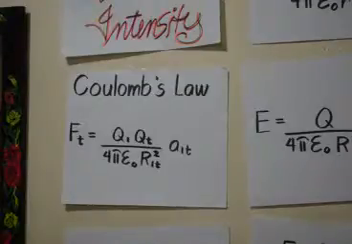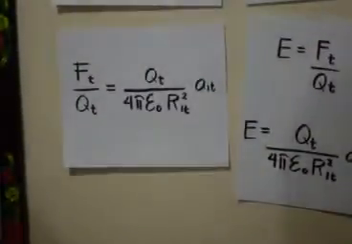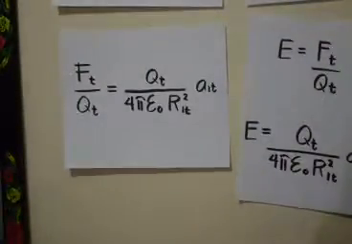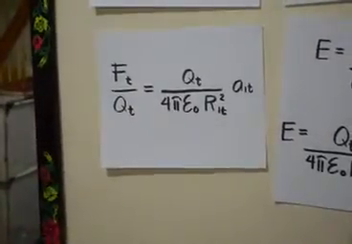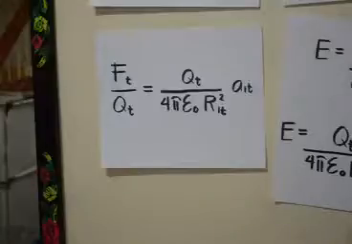F sub t equals q sub 1 times q sub t all over 4 times pi times the permittivity constant times r1t squared times a1t. Writing this force as a force per unit charge gives F sub t over q sub t equals q sub 1 over 4 pi times the permittivity constant times r1t squared times a1t.